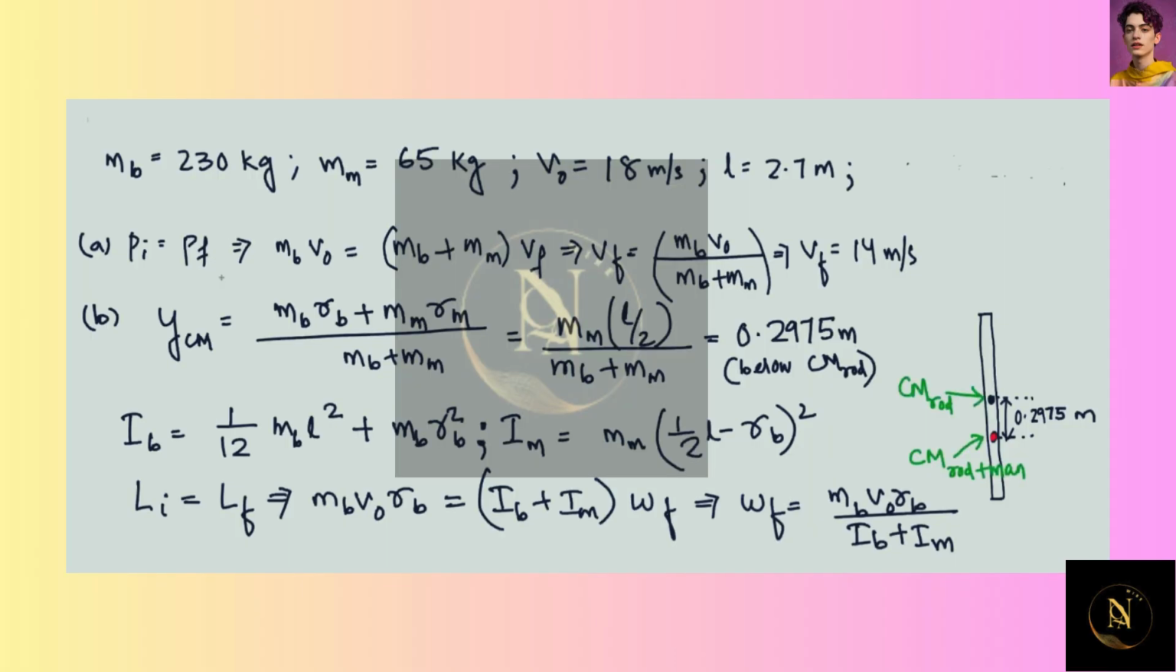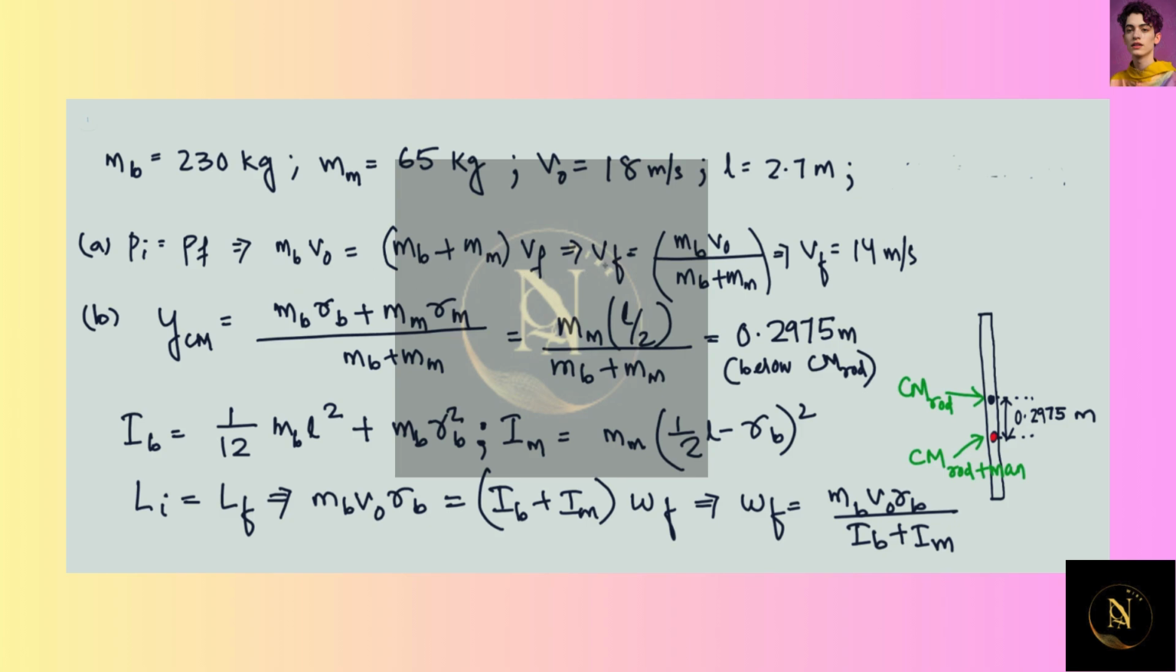So for a complete inelastic collision, the linear momentum is conserved. So for the first part, we apply conservation of linear momentum, which means that the initial linear momentum is equal to the final linear momentum. So doing that, we get this equation. m_b times v naught is the initial linear momentum, and finally we have both the masses, the total mass, which is m_b, mass of the beam, plus m_m, mass of the man, times the final velocity.